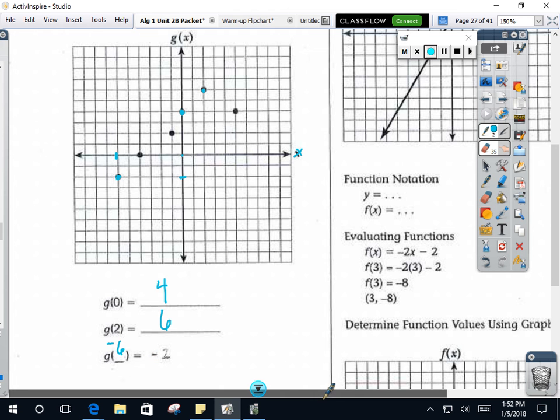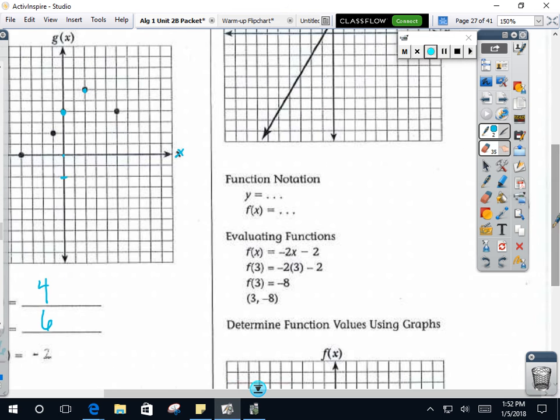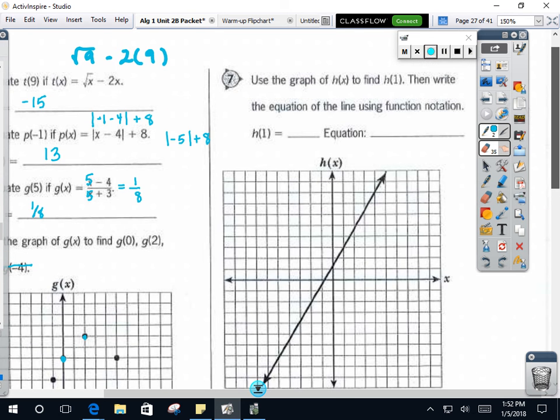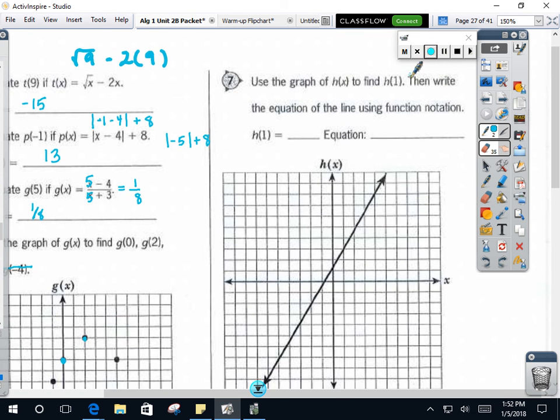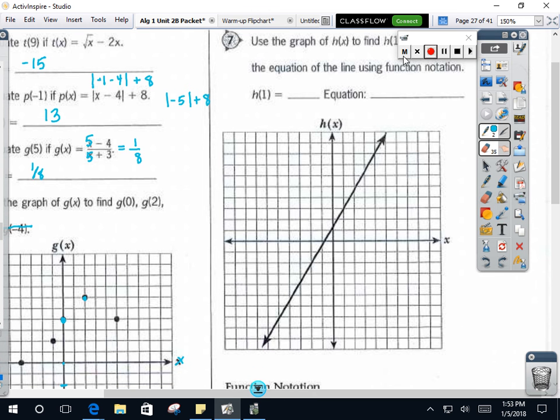Okay, now let's go over to the right-hand column. Use the graph of h of x to find h of 1 and then write its equation. Okay, h of 1 means that 1 is replacing the x. So if I go on the x-axis, right 1, how do I get to the line? Up 3. So h of 1 equals 3.